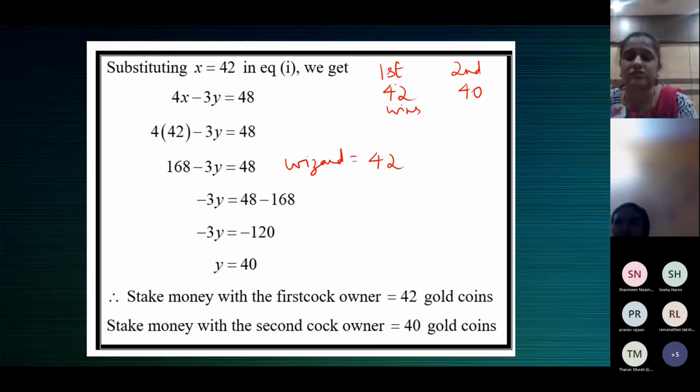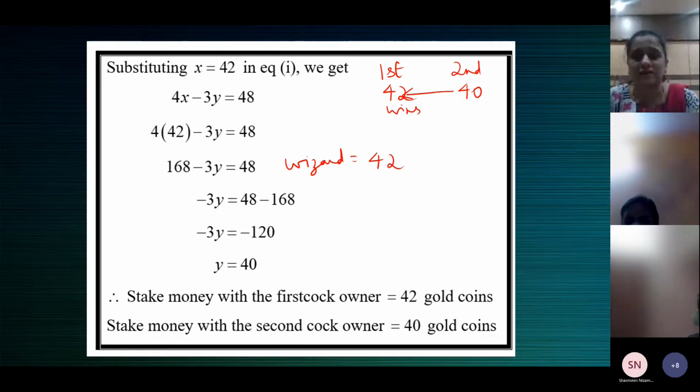Then what will the first one get? He will get the 40 gold coins from the second one. If the first cock owner wins, he has to give away his stake money to the wizard, so 42 gold coins he'll give away to the wizard. Then in spite of winning, what is he getting? He will get the stake money the second owner has, because the second one loses, right? So he'll get 40. So the first one is going home happy. He gives the wizard 42, but he'll get 40 from the second one. Wizard is happy because he's got 42.